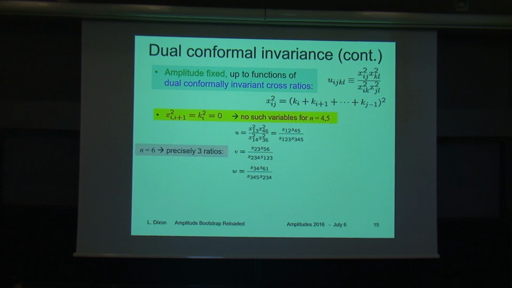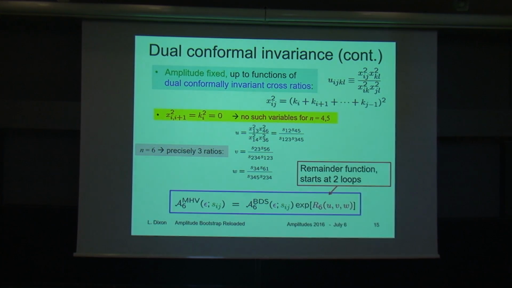And so at the 6 point level, we get precisely 3 of these ratios, which we call U, V, and W. And they can be written either in terms of the dual conformal invariance or the ratios of Mandelstam variables. And you'll notice the 2-particle invariants appear in the numerator, and the 3-particle invariants appear in the denominator. There are branch cuts, for example, associated with branch cuts in the 2-particle or 3-particle invariants, which extend from U equals 0 or U equals infinity. We'll come back to that later.